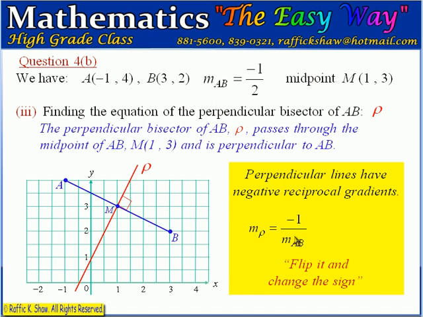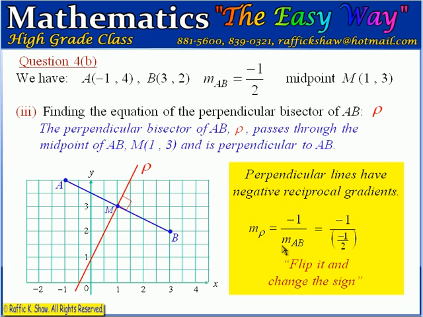To carry out this calculation, we can flip the gradient of AB, and so this negative 1 over 2 would become 2 over negative 1, and then we change the sign to 2 divided by 1. So the negative reciprocal of negative 1 over 2 is actually just 2. Flip it, it becomes 2 over negative 1, and then change the sign. 2 over negative 1 is negative 2, and then change the sign to 2. But to show that calculation, this would be it.